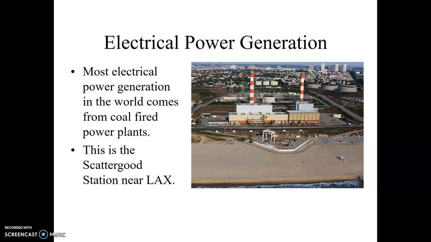This right here is a photograph of the Scattergood Station. It's a coal-fired power plant located along the coast here in Los Angeles. It's down near the airport. This is the Scattergood Station.